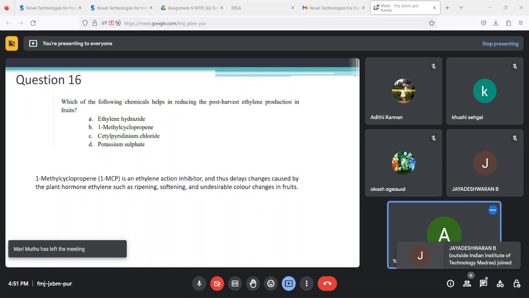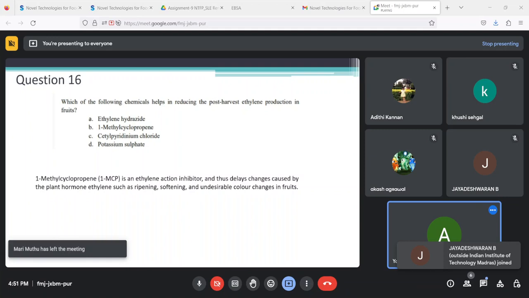1-methyl cyclopropene is the ethylene action inhibitor and delays the changes caused by the plant hormone ethylene. The plant hormone basically causes ripening and softening and color changes in fruits. So if you prevent ethylene, then you can prevent all these changes as well. What 1-methyl cyclopropene does is, your plant tissues will have receptors on their surface. 1-methyl cyclopropene will bind to these receptors and inhibit the action of ethylene, I'm sorry, not the production.